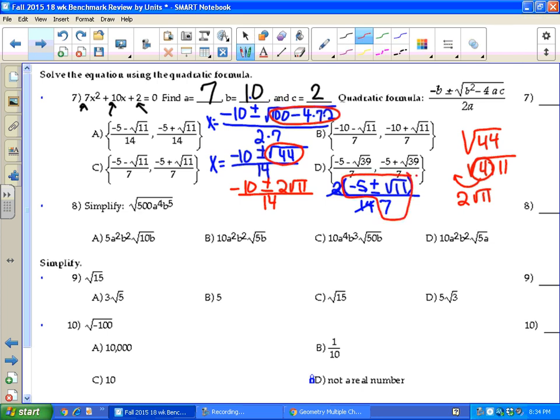And which one of those does it match? Negative 5 minus and negative 5 plus. So choice C is correct.